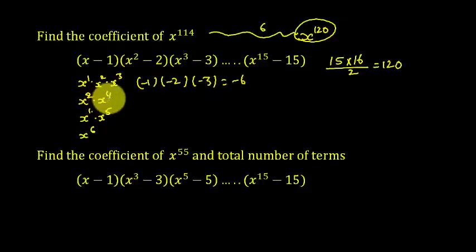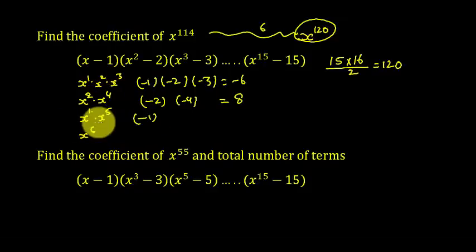For x^2 and x^4 we are taking minus 2 and minus 4, because if we are not taking x^2, we are taking minus 2. So minus 2 and minus 4 is nothing but 8. If you're not taking x^1, we are taking minus 1 from that bracket. If you're not taking x^5, we are taking minus 5 from that bracket. That is minus 1 minus 5, which is nothing but plus 5. For x^6, if you're not taking x^6, we are taking minus 6 from that bracket.